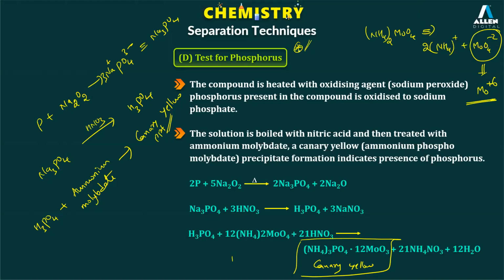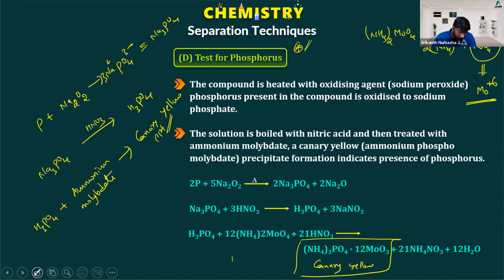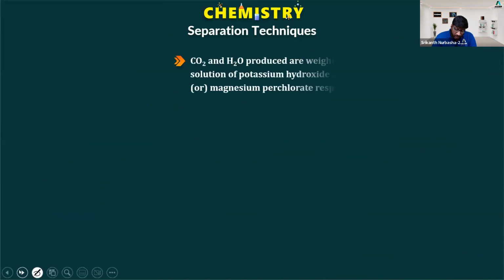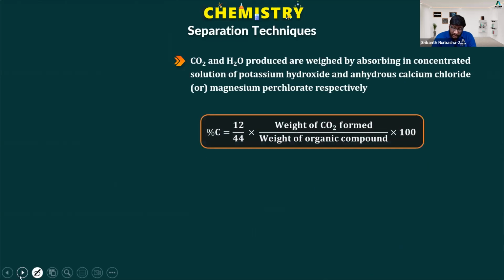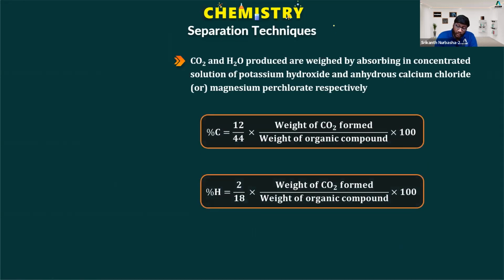Different tests for detection of carbon, hydrogen, nitrogen, sulfur, chlorine, bromine, iodine, and phosphorus we have discussed. Then we have tests with respect to other elements also. Then we have quantitative analysis.